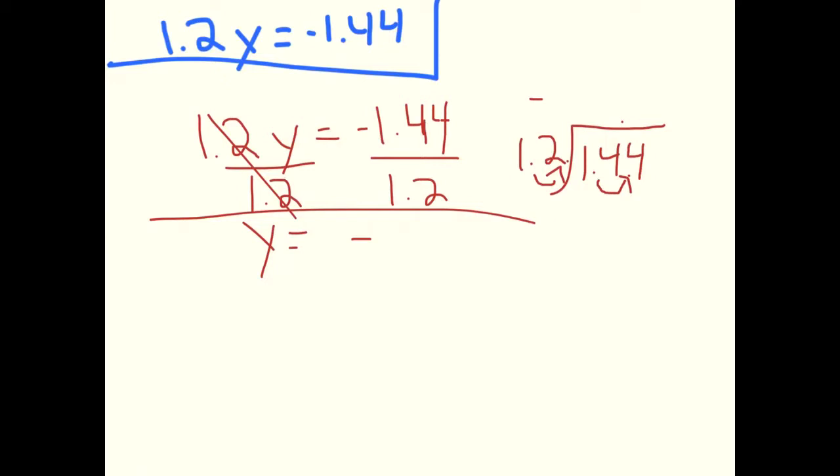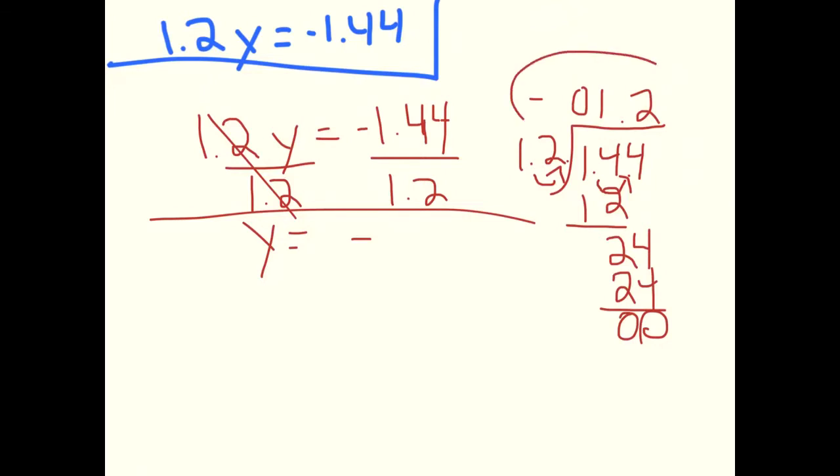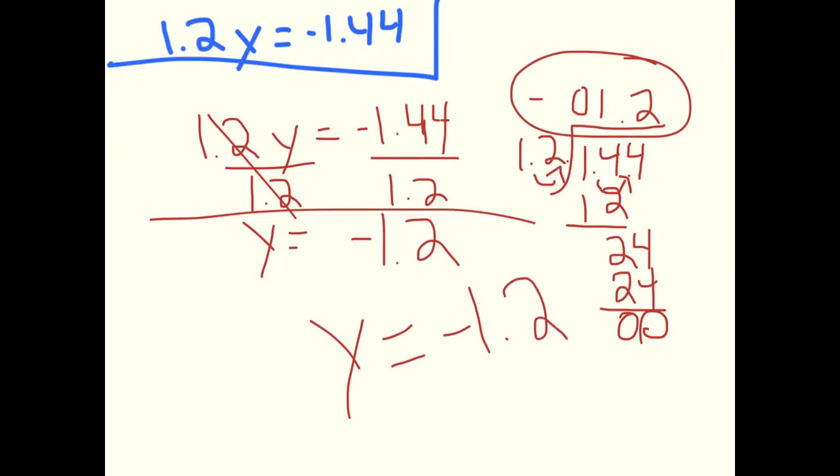Anyway, so 12 goes into 1 0 times. 12 goes into 14 once, which is 12. And then 14 minus 12 is 2. And then 1 minus 1 is 0. And then you would bring down the 4. And 12 goes into 24 2 times. And you just put 0, 0. And your answer would be negative 1.2. So y equals negative 1.2. And that's your answer.